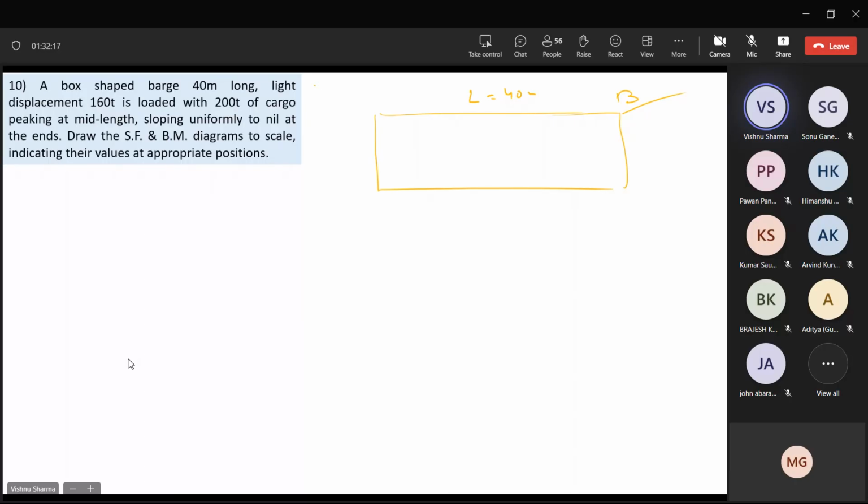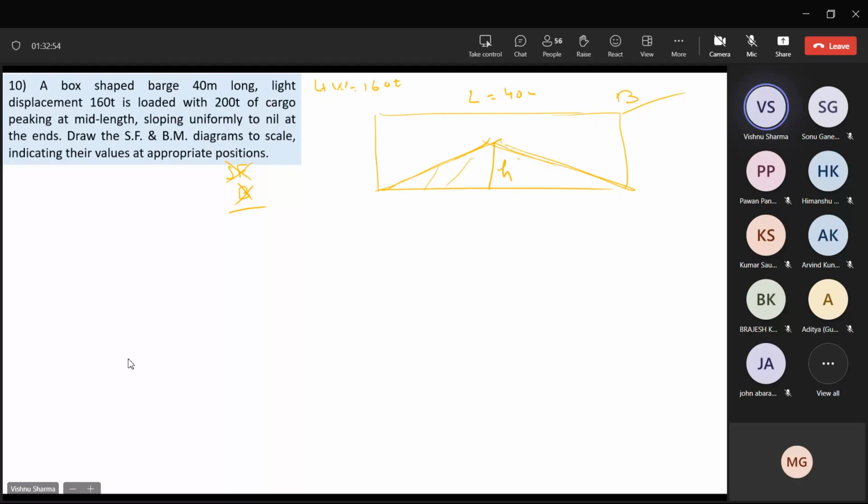Light displacement 160 tons, uniformly distributed, that you can do. Is loaded with 200 tons of cargo, peaking at mid-length. So cargo is peaking at mid-length. We don't know what the height is, and sloping to 0. He says draw the SFBM diagram, guys. Problem here is the stowage factor of the cargo is not given. The breadth of the cargo is not given. How do I get the volume? Okay, the weight of the cargo is given. That's fine.